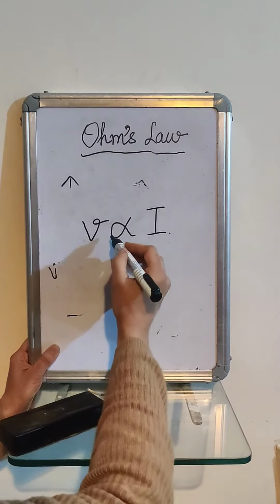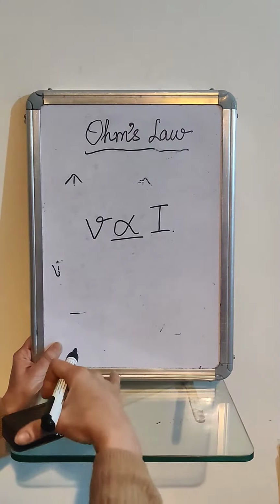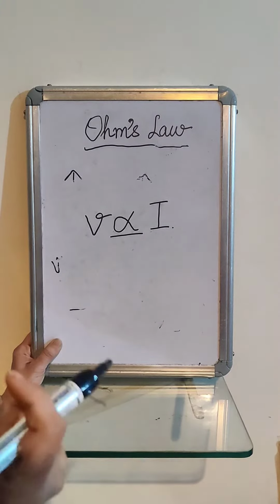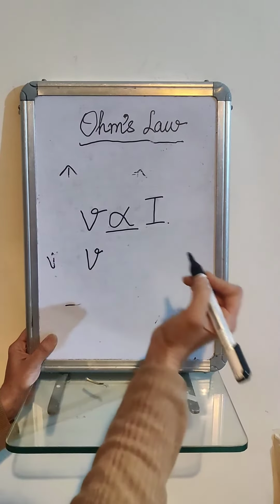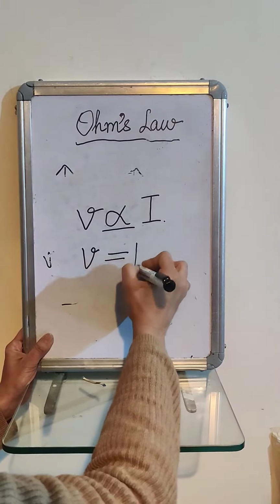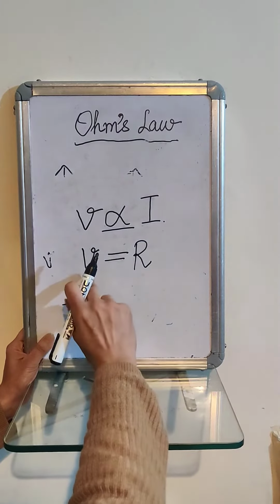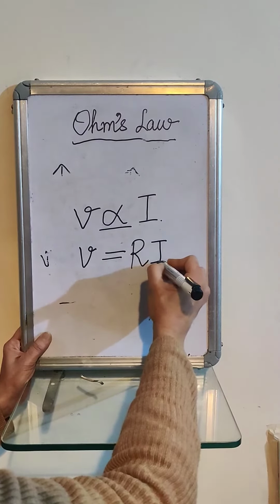Now this is the sign which tells the proportion between the two quantities. In order to formulate a formula, we have to convert it into an equals sign. For that, we have to put a constant which is resistance. So potential difference is equal to resistance into current.